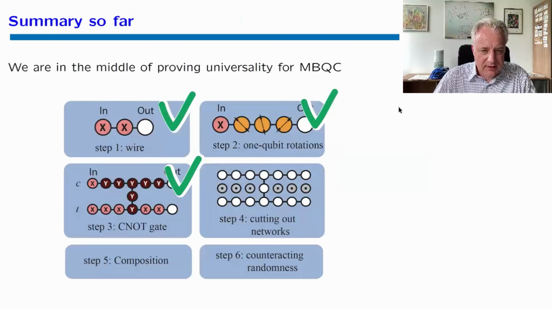Okay, good. So I just gave the summary. Here's the slide for the summary. We've done the gates, and now come the aspects of composition. So there's step number 4: we have to explain that measuring these qubits in the Z basis really just removes them. Then comes composition, and then comes counteracting randomness. So this is the remainder of this lecture.